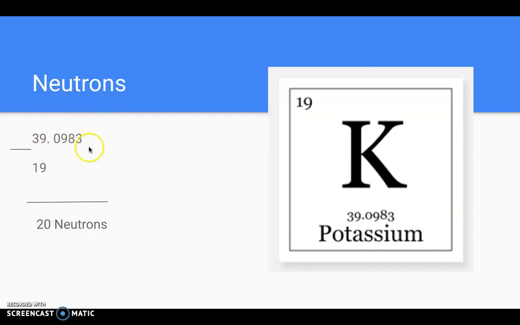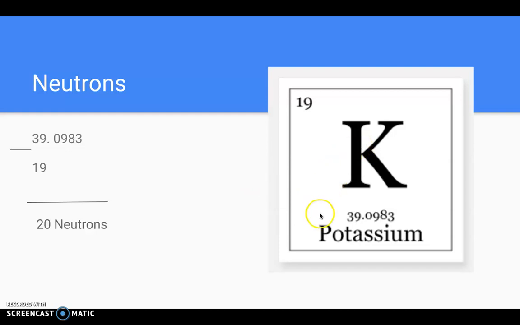The decimal, what's remaining over here, represents the electrons. They have such little mass. The majority of the mass is resulting from the protons and neutrons. We know there's 19 protons. That gives us the information that 20 neutrons are left over to make up a pure potassium atom. Now, potassium's symbol is K.